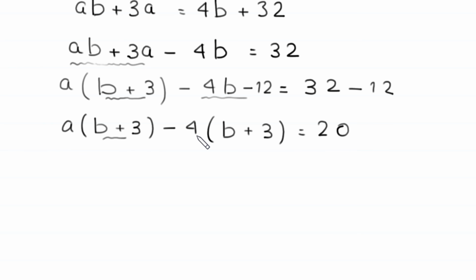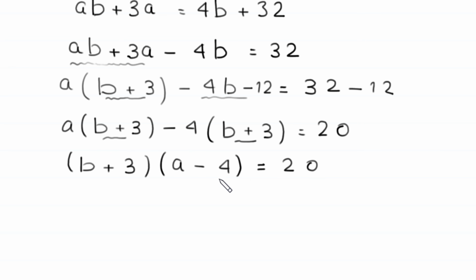Now this b plus 3 is a common factor, so we factor out this b plus 3 and in bracket left a minus 4 equal to 20. We can rewrite this expression at the left hand side as (a minus 4) times (b plus 3) equal to 20.